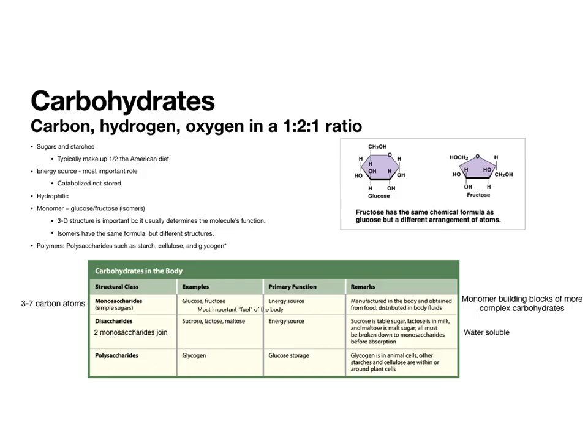Then we have the polymers, which are polysaccharides such as starches, cellulose, and glycogen. So the diagram down below shows the carbohydrates in the body. We have our structural classes: our monosaccharides, our disaccharides, which is two monosaccharides joined together, and our polysaccharides, which is multiple monosaccharides joined together. The monosaccharides, like we said before, our examples are glucose and fructose. Our disaccharides are sucrose, lactose, and maltose. And then our polysaccharides are glycogen.